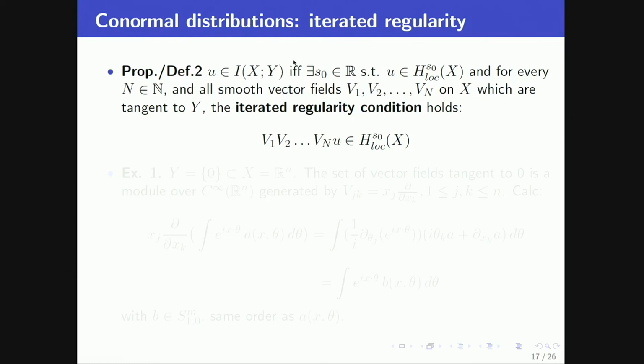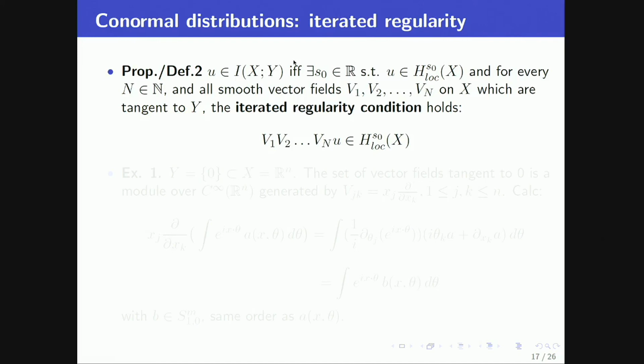If and only if there exists s naught in R such that u is a Sobolev function locally of order s naught on X, and it satisfies the so-called iterated regularity condition with respect to the family of vector fields that respect the geometry of Y by being tangent to Y. So what does that mean? So for every natural number N, and all smooth vector fields V1 up to VN on the ambient manifold X that have to be tangent to Y, which means off of Y you don't care about their value, but at Y they have to be tangent to Y. Then if you take the distribution u and you differentiate it capital N times using these vector fields, ordinarily if you apply a first order operator to an element of H^s naught, you lose one derivative every time you apply the operator.